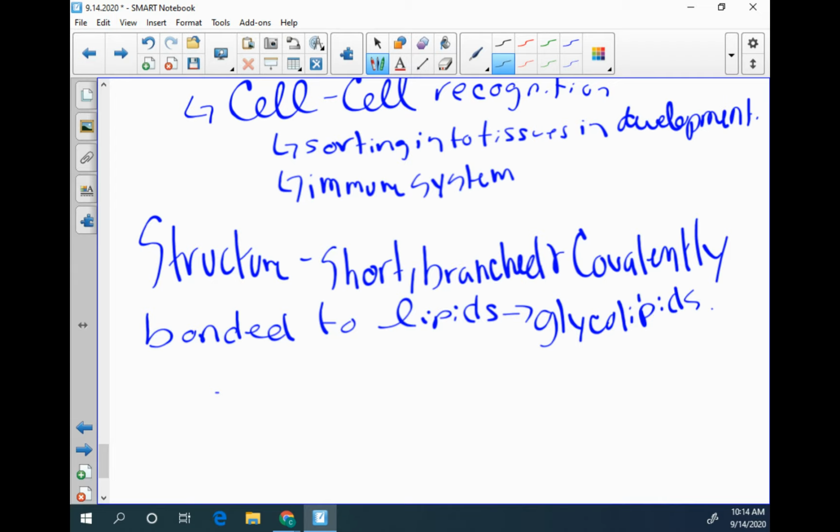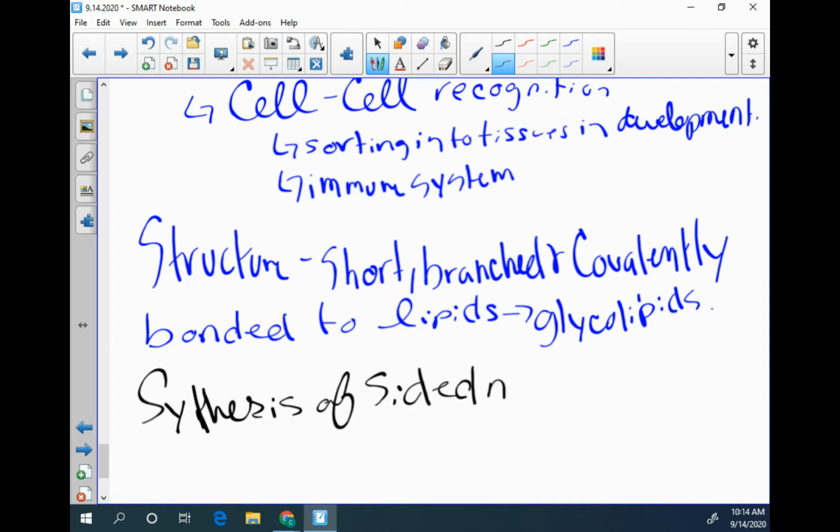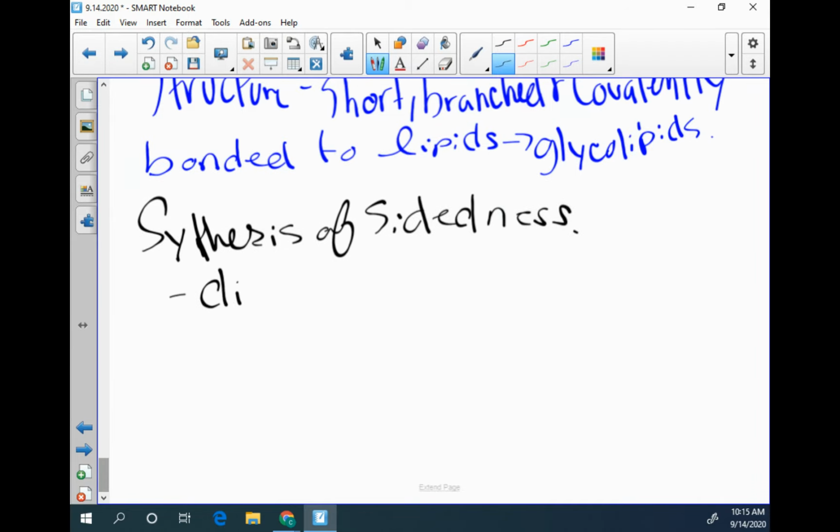All right. One last little tidbit I forgot, and that is sidedness. Cells don't look the same on the inside as they do on the outside. Like we said, those proteins, sometimes they only go halfway through the cell. How do we know which side of the plasma membrane is going to be the inside and which side is going to be the outside? Because they do have distinct inside and outside faces.